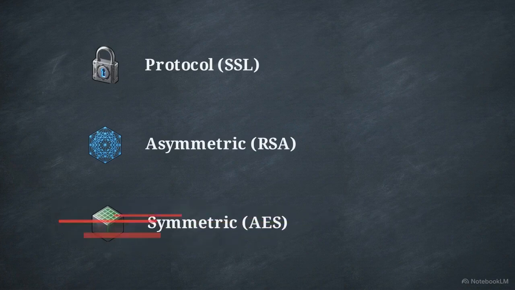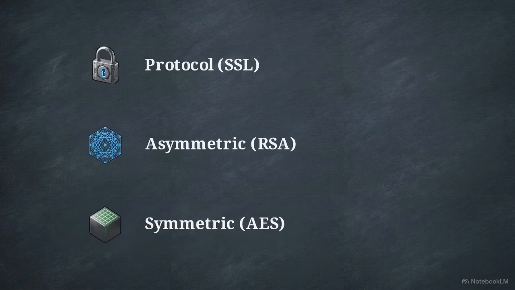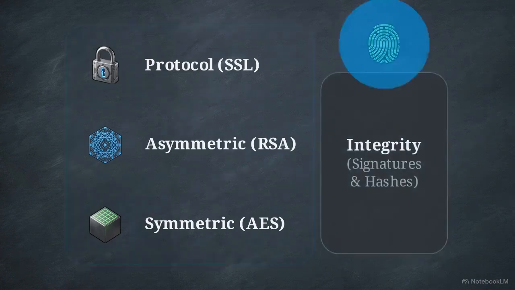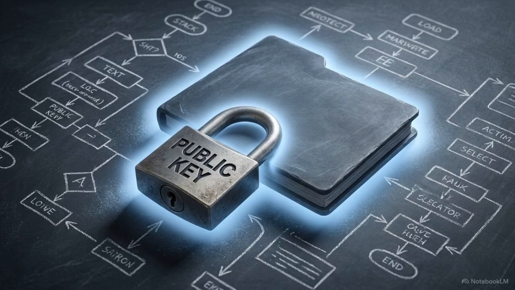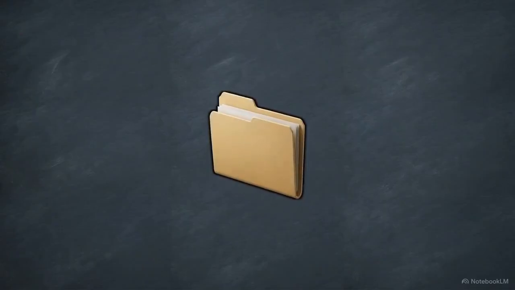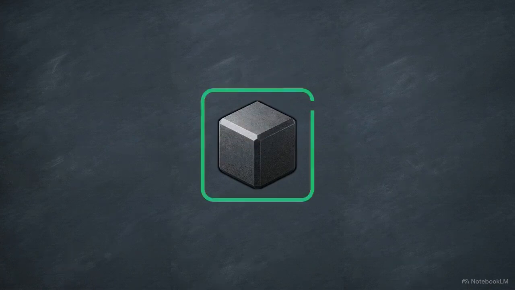But to guarantee an attacker hasn't maliciously altered those packets in transit, we need data integrity. The solution is found in question 1J, which defines a digital signature as encrypting the hash of the message with the sender's private key. This is a reverse application of asymmetric math. Instead of encrypting data with a public key to keep it a secret, we encrypt a mathematical summary, a hash, with a private key to prove authorship.